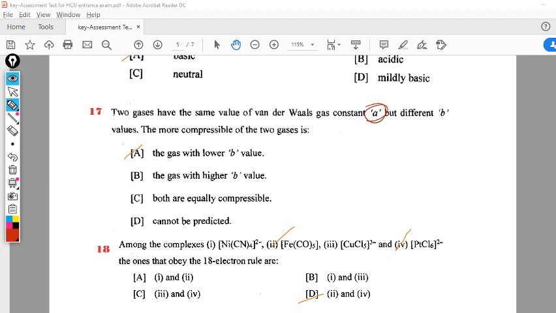That's why a more compressible gas should have a lesser size, so that the molecules can be accommodated in a lesser amount of area. So that is why more compressible means lower A value, lower B value, and less compressible means higher A value, higher B value. Next.